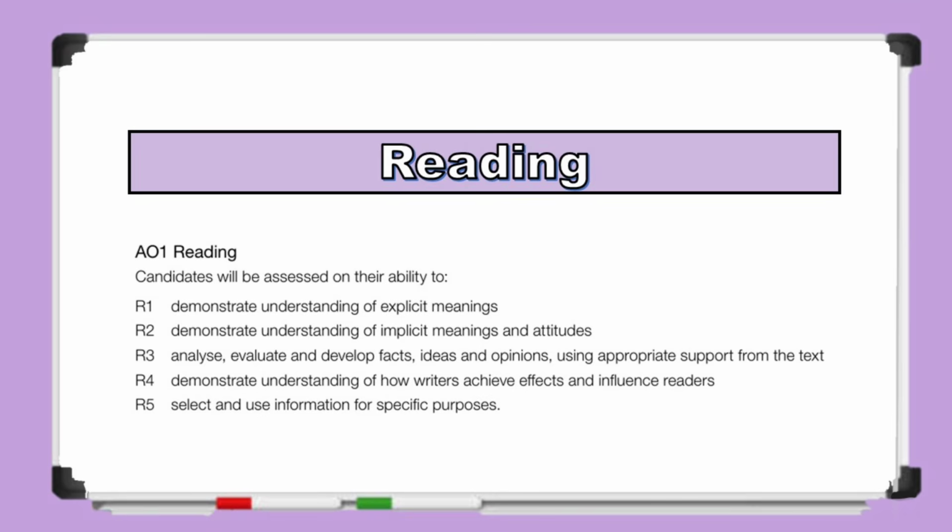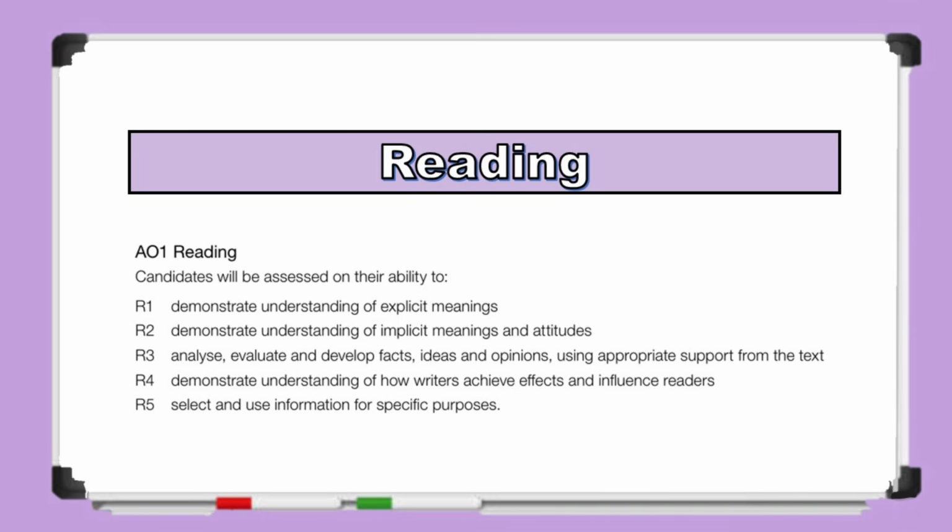Now let's look at the assessment objectives. These are the exact skills Cambridge uses to mark your reading paper. You should be able to understand information that is directly stated, understand hidden meanings and attitudes, analyze and evaluate facts, ideas and opinions using evidence from the passage, explain how writers create effects and influence readers, and finally select the correct information for a specific purpose.